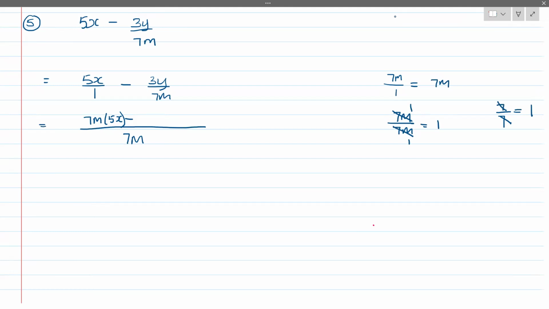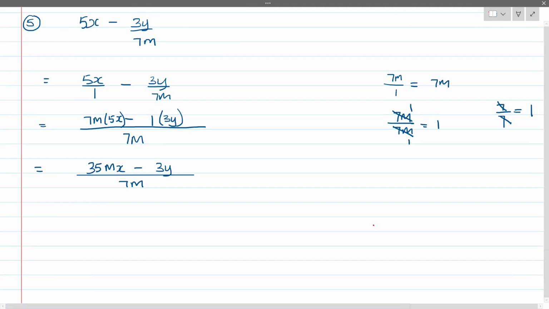So this is actually 1 now multiplied by 3y. So my final answer will be 7 by 5 is 35. M by x is mx. And 1 by 3y will give me 3y all over 7m. Yeah? Everybody right to that?